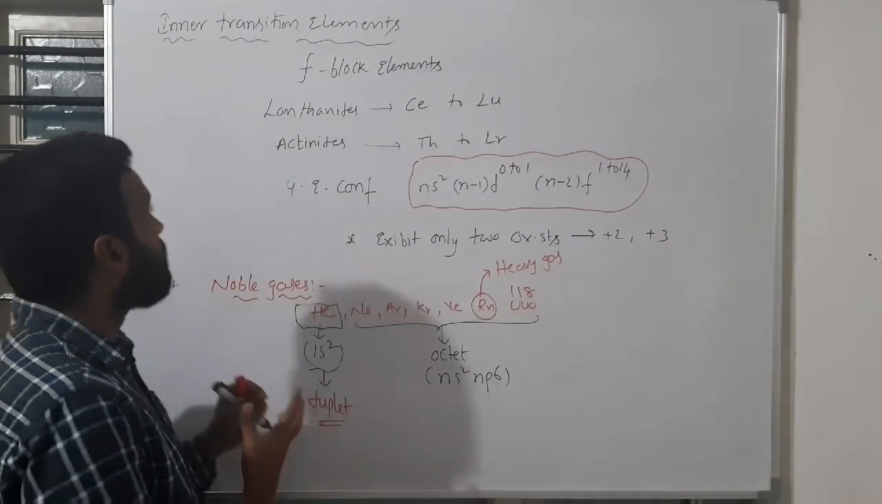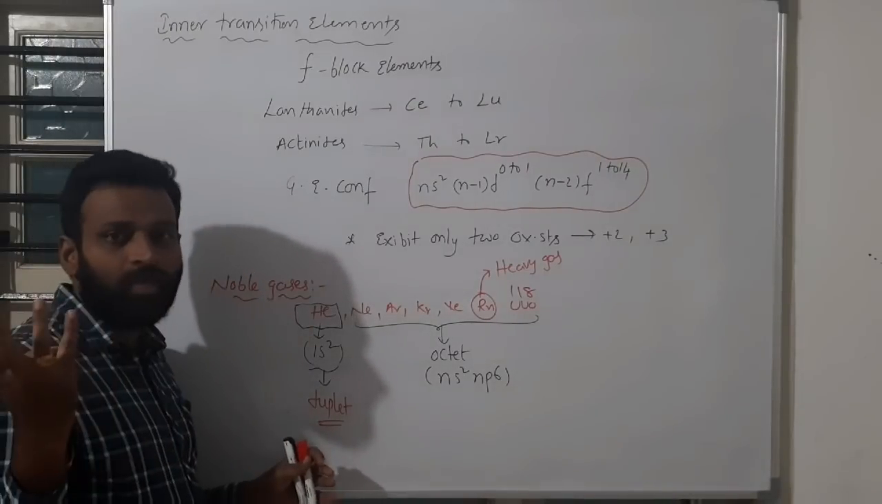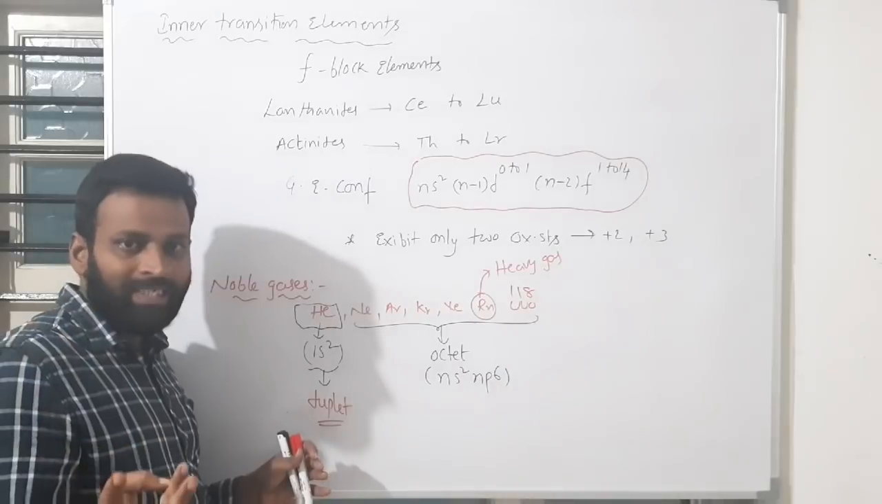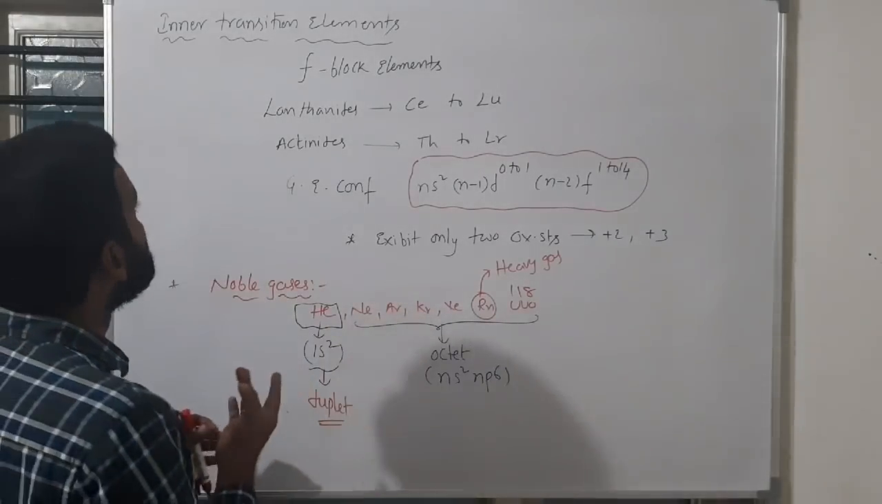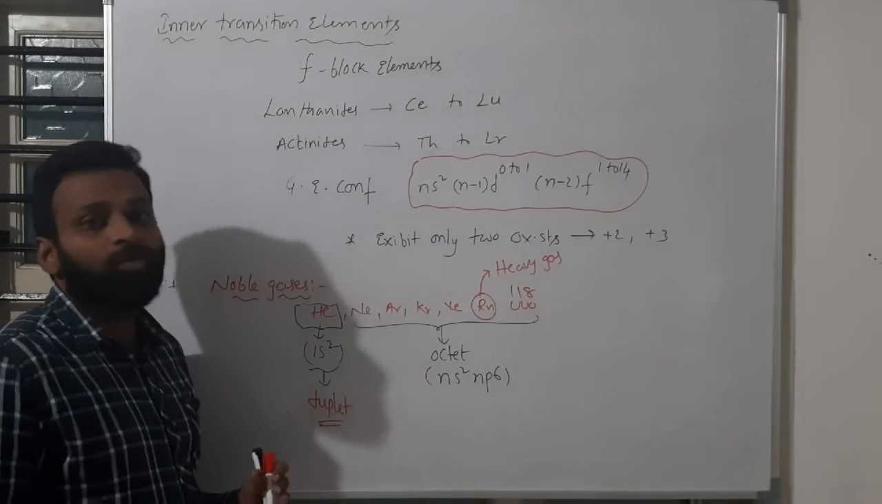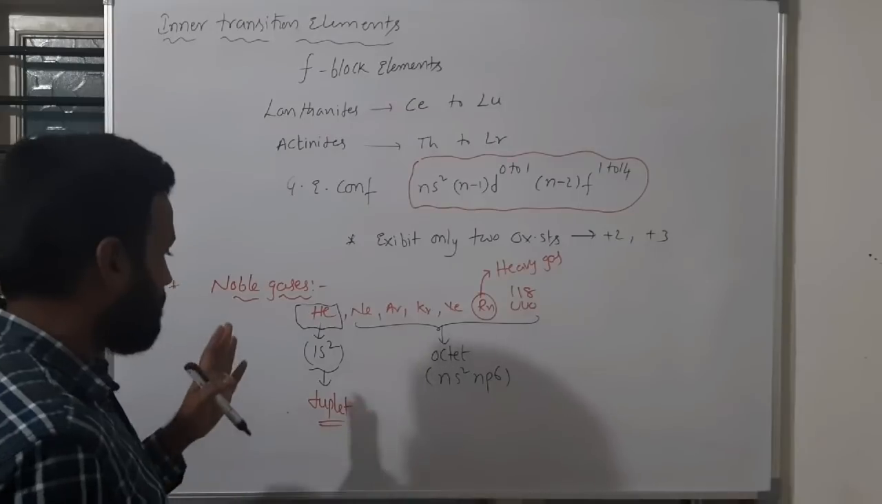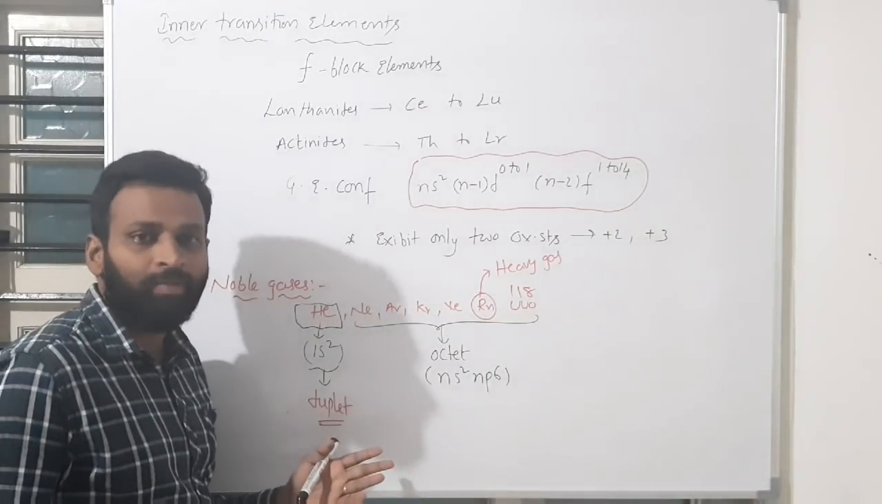So our classification based on properties has four groups. First one, representative elements, second one is transition elements, third one is inner transition elements, and fourth one is noble gases. Noble gases won't react actually. They are highly stable because they don't have any unpaired electrons.